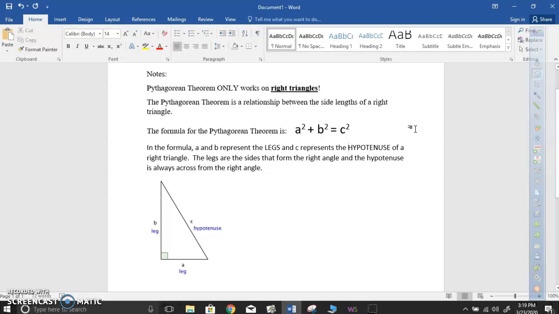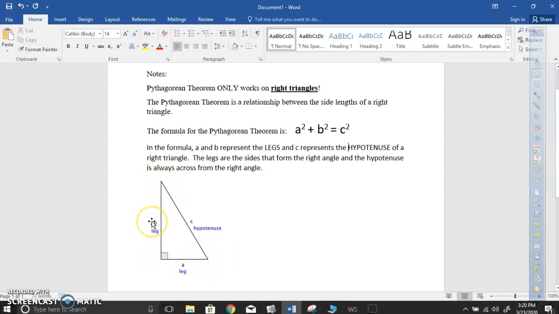So in this formula, the a and b values represent the legs of a right triangle. If you look at this diagram, you see a and b are labeled. Those are the legs. These are the legs because they form the right angle. You see how it makes a capital L? They form the right angle. So the two legs form the right angle.